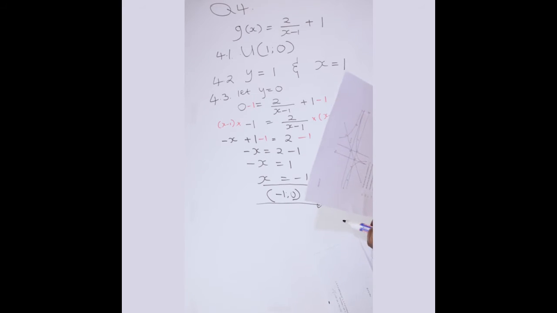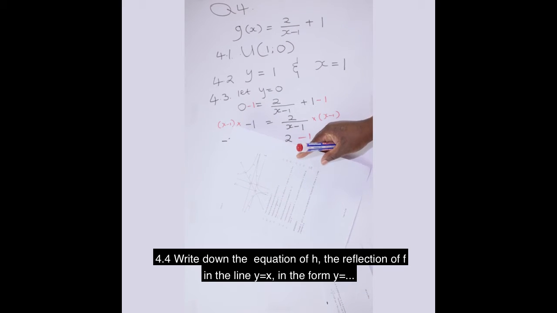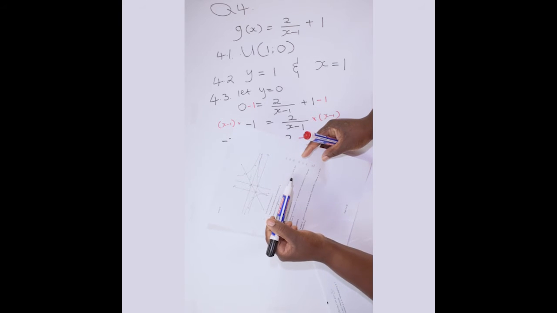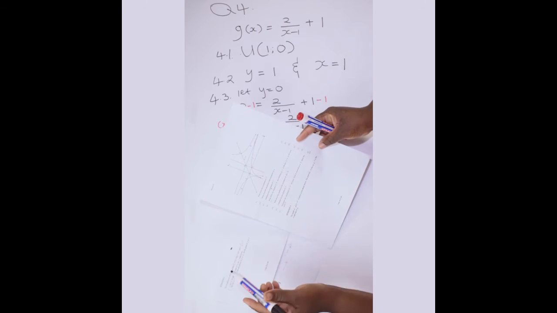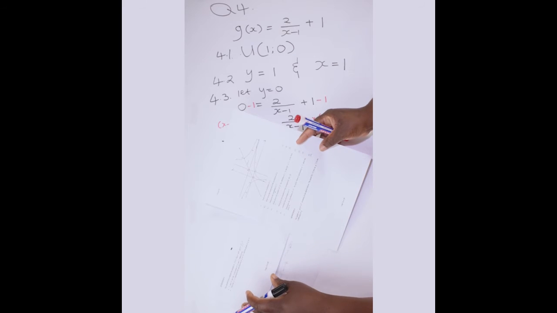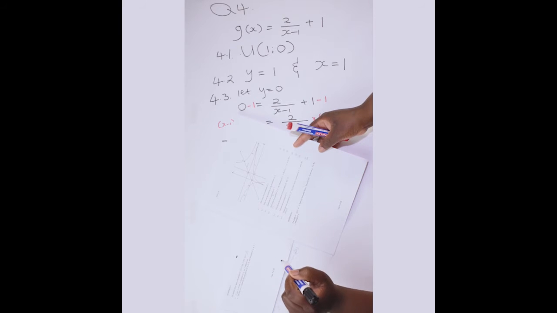Then we go to question 4.4. If you look at 4.4, they're saying write down the equation of h. Now, if you look here, you don't have the h, but they're saying the equation of h, the reflection of f in the line y equals x. Remember, the equation of f is log base 5 of x, or log x with base 5. So you must find its reflection along the line y equals x.